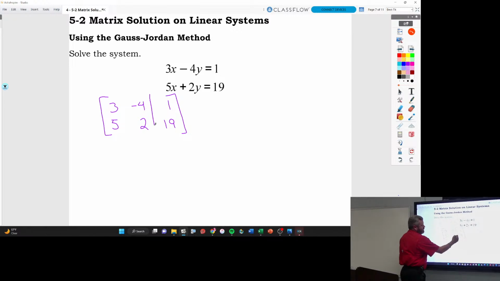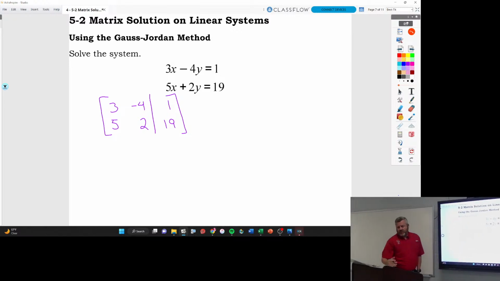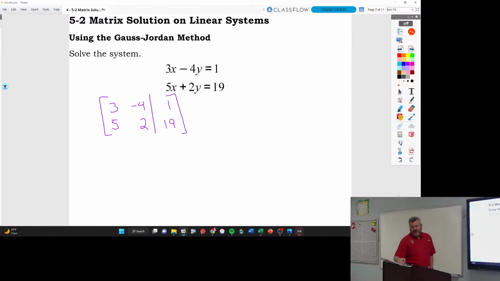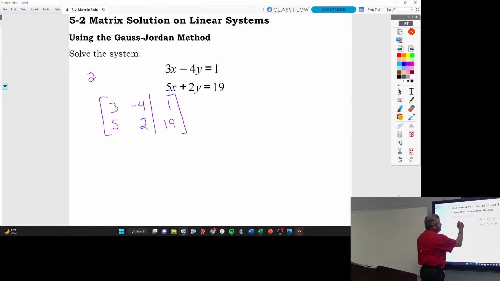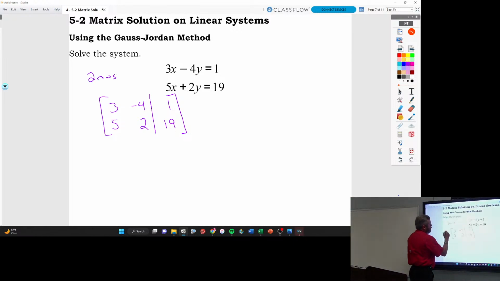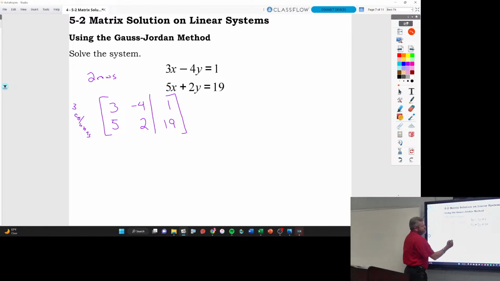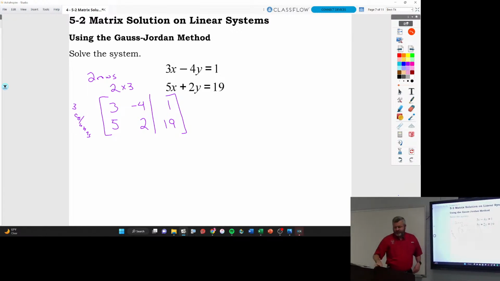And then again, this bar, it's not required. It just helps you to see that it is an augmented matrix and we've got it separated. So again, we have 2 rows. We have 3 columns, which means we have a 2 by 3 matrix.